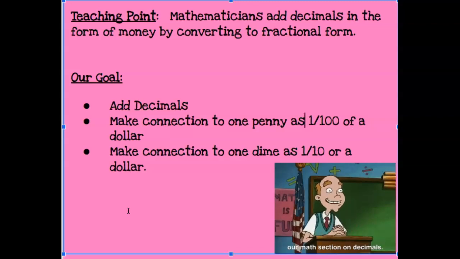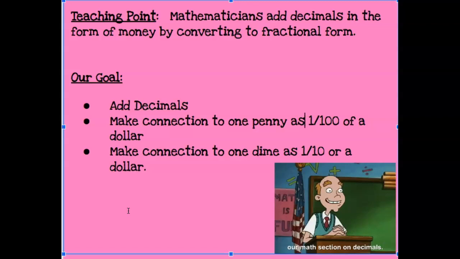Today we're going to get to lesson number 15. During our last lesson, we were adding decimals by converting to fractional form and applying this to word problems. Today we're going to continue adding decimals and converting to fractional form, but today we're going to be focusing on money. Okay, let's get back to work.